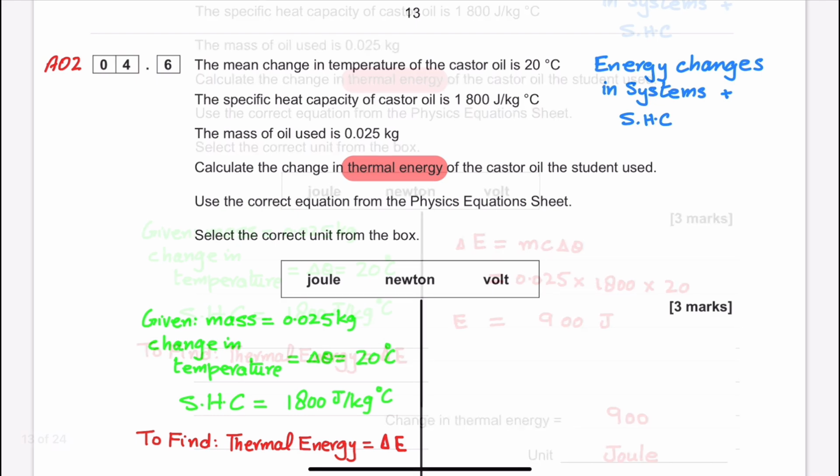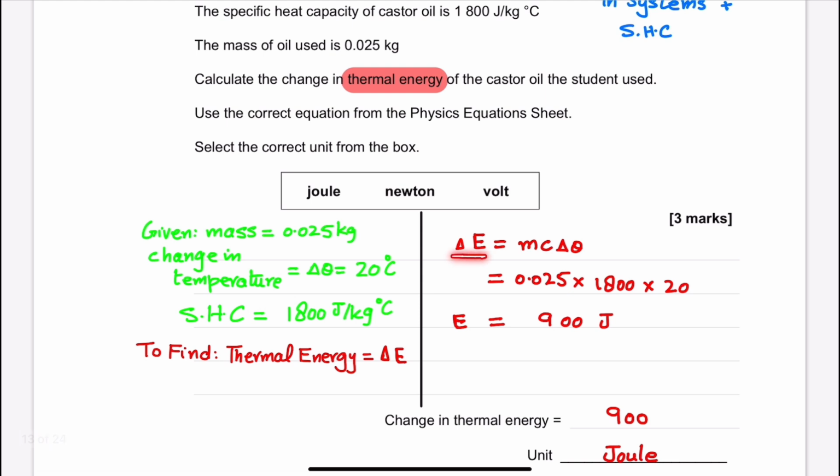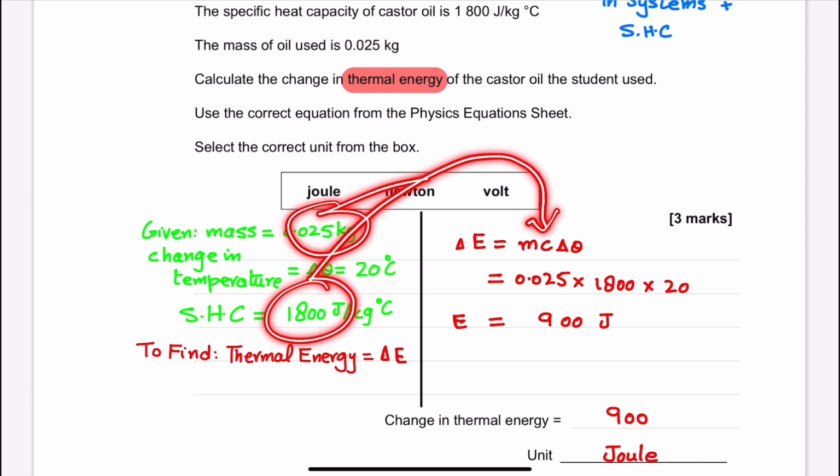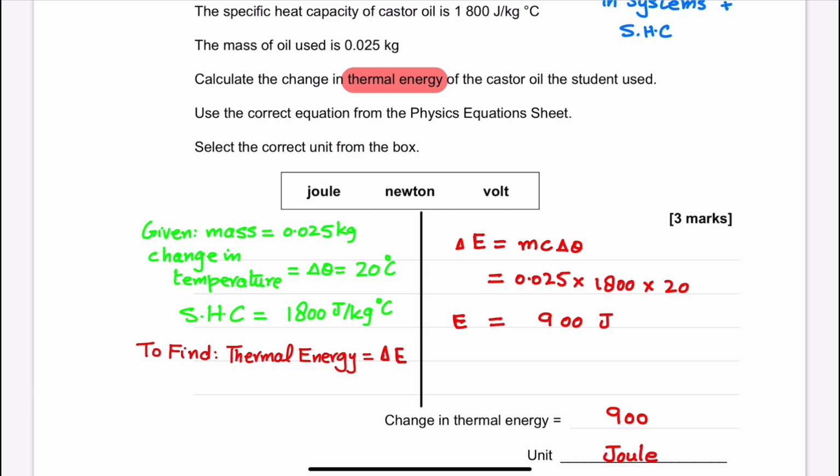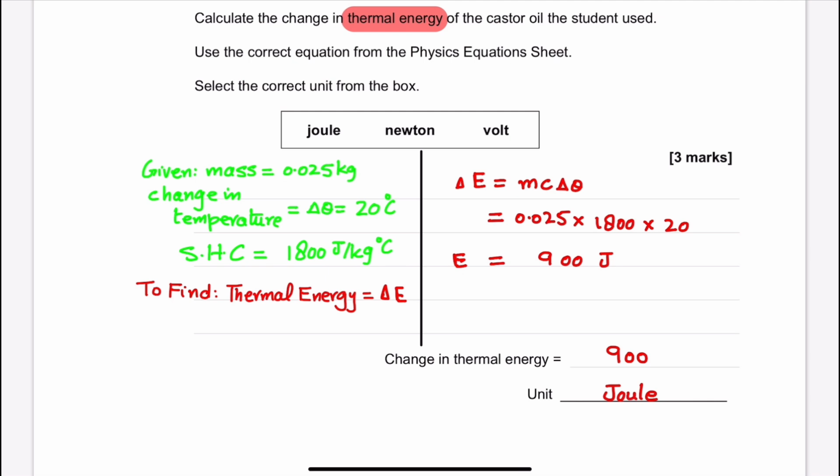Let's see the model answer. The energy change is equal to M times C times delta theta. The value of specific heat capacity is already given. We will use the value of specific heat capacity in our formula. The mass is already given here and the temperature change is already mentioned in our question. By substituting the values, we need to multiply with the help of a calculator. The value of energy is 900 and the unit is joules because the unit of energy is joules. So the correct answer is 900 joules.